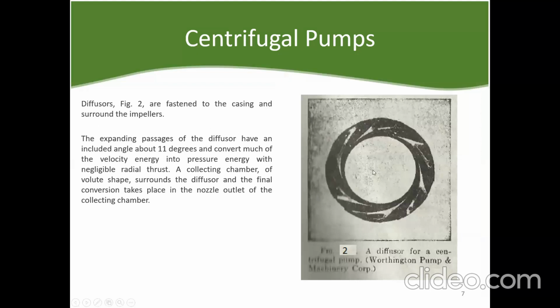Diffusers in figure 2 are fastened to the casing and surround the impeller. The expanding passages of the diffuser have an included angle of about 11 degrees and convert most of the velocity energy into pressure energy with negligible radial thrust. A collecting chamber of volute shape surrounds the diffuser and the final conversion takes place in the nozzle outlet of the collecting chamber.